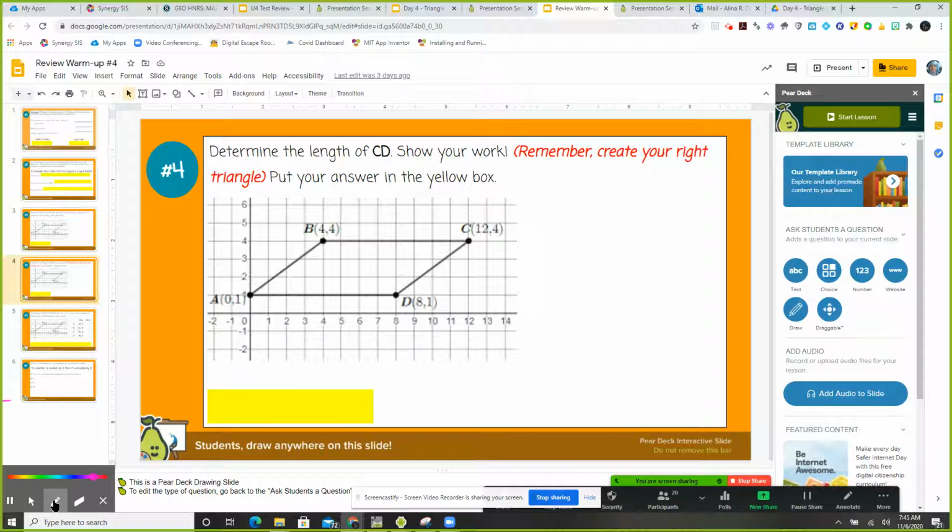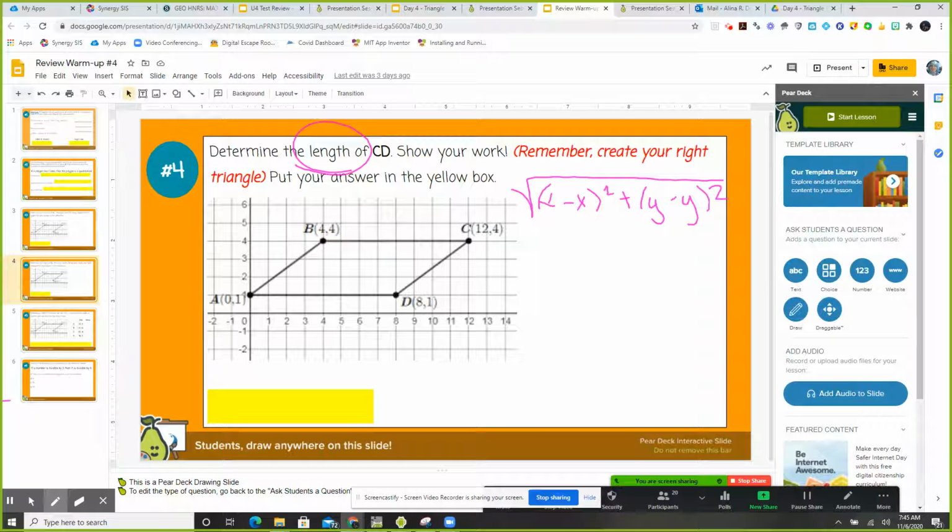Lots of good stuff here too. How do we find length? The phase. So x minus x squared plus y minus y squared. And what ordered pairs am I using? Victoria's carrying the class today.